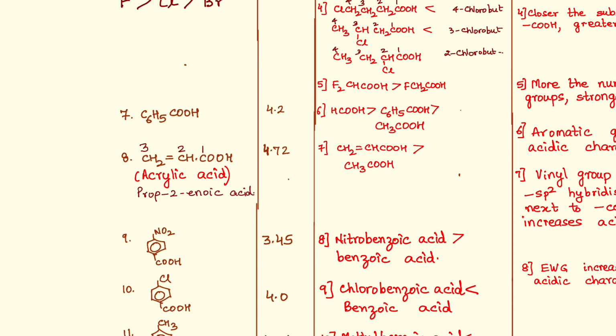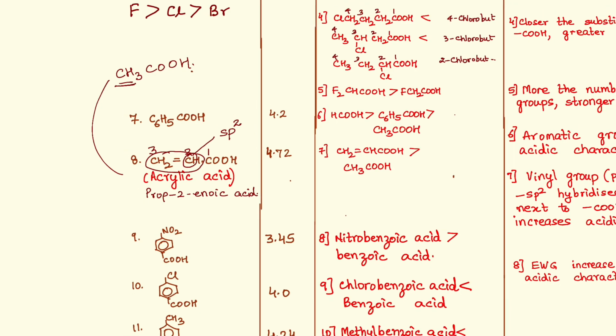Now this acrylic acid is basically very much a cousin of CH3COOH. Is it? No. Is it not? Yes, it is, because here I've got an alkyl group, whereas here I've got an unsaturated group. There is a pi electron present. So pi electron means the carbon over here is sp2 hybridized. So when you have an sp2 hybridized carbon, how does it affect the acidic strength?